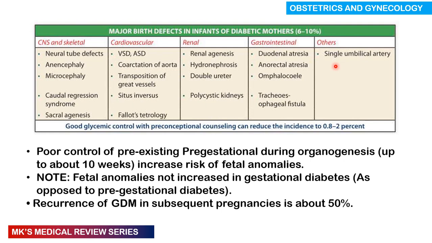And remember that these major defects are seen in 6 to 10% of mothers that are diabetic. Remember that poor control of pre-existing, pre-gestational diabetes, especially during organogenesis, up to 10 weeks, is going to increase the risk of these fetal anomalies. And the fetal anomalies are not increased by gestational diabetes. This is a very, very key point. Gestational diabetes does not necessarily increase the risk of fetal anomalies. It's seen with pre-existing diabetes rather. Then you may have recurrence of gestational diabetes in the subsequent pregnancy up to about 50%.